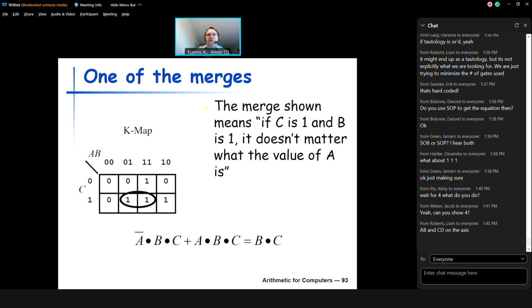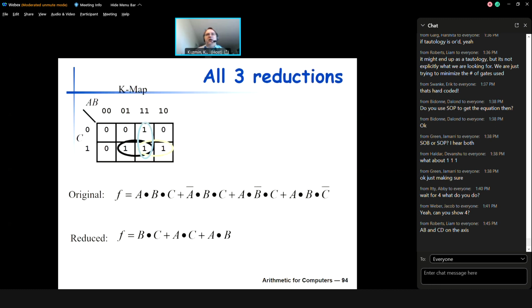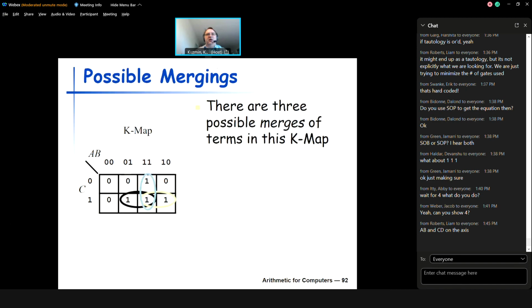All right, so here is the example that we just went over, okay? And we are merging. So basically, I explained how this merging works, right? If C is 1 and B is 1, it doesn't matter what the value of A is, and that's why we can eliminate A altogether and just get B and C from here.